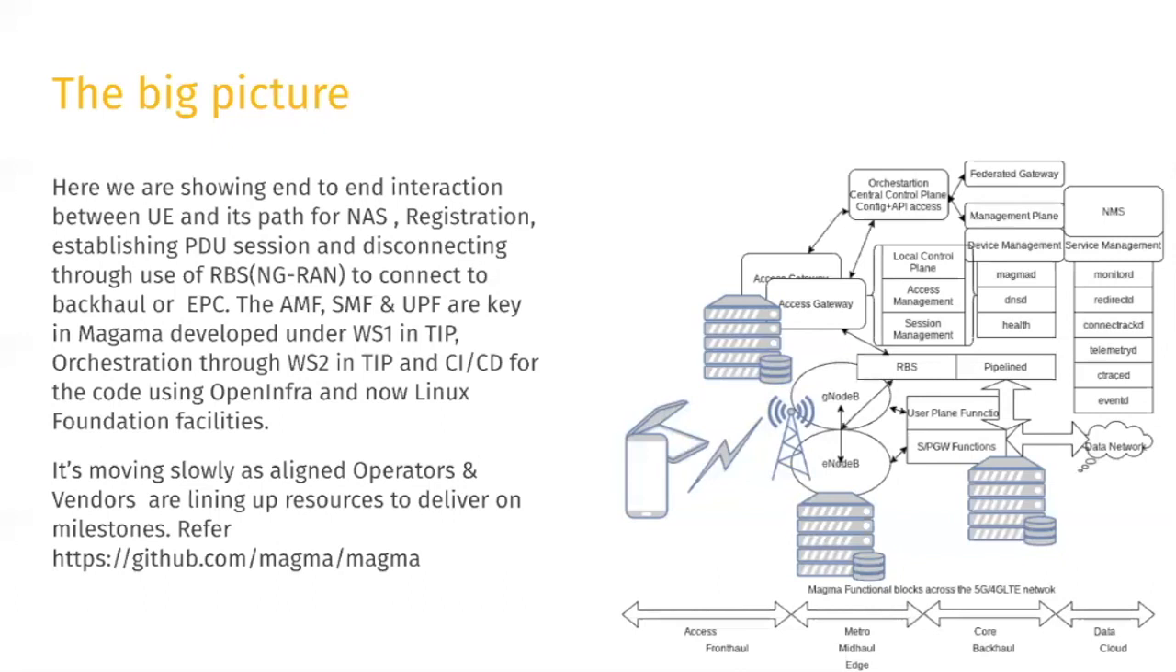Of all the pieces, there are three main pieces to this. Orchestration, there is a control plane, the central control plane. You can have other control planes lower down based on the access gateway. You can have one access gateway and you can have N radios, or you can have multiple access gateways as shown here, and each access gateway managing around a dozen radio base stations or next generation radio.